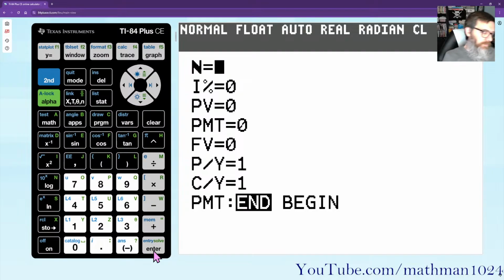Now, this is where the fun comes in. The N is going to represent how many payments you're going to be making. So if we're talking about, let's do this. Let's do a 15-year mortgage. So a 15-year mortgage for 12 months.